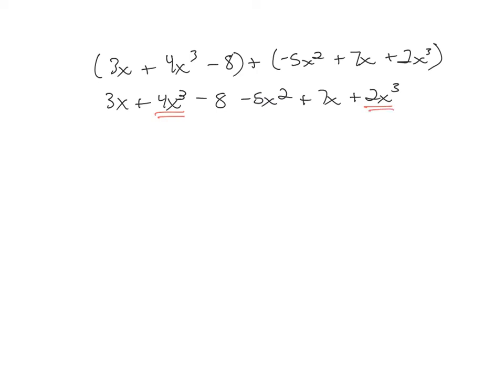Third power is the highest exponent that I have. So that's positive 4 and positive 2. That's just 4 plus 2 is 6x to the third. Do not change the exponents. Okay, then I would look for x squared. I have 1 right there, and that's it. So there's nothing to combine with that one. Okay, then I'd go see, are there x's? And if there weren't any x's, then I'd keep going. Some of them you might not have each thing. So 3x and 7x, that's just 3 plus 7. It's 10. And then negative 8.